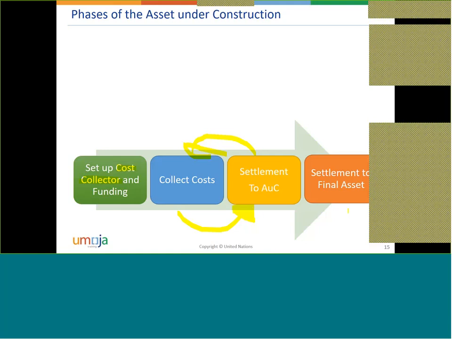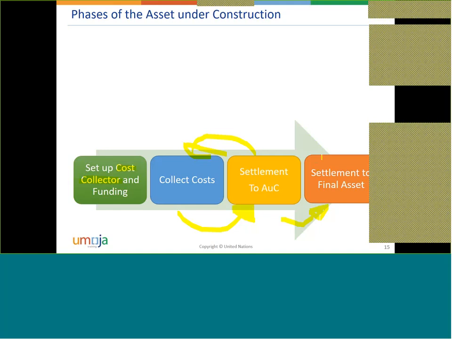So we have four high-level steps: the setting up of the cost collector and the funding, which is like preparation; collection of the costs, which is basically tracking expenses; settlement of this cost, that is bringing this value to the AuC, to the asset under construction, let's say asset master record. And then once we finish, we need a final asset to be created, and this will be created manually. And then we do final settlement that will bring value from the AuC to the final asset. So in all this process, you have to notice something that at the beginning maybe is not so obvious.